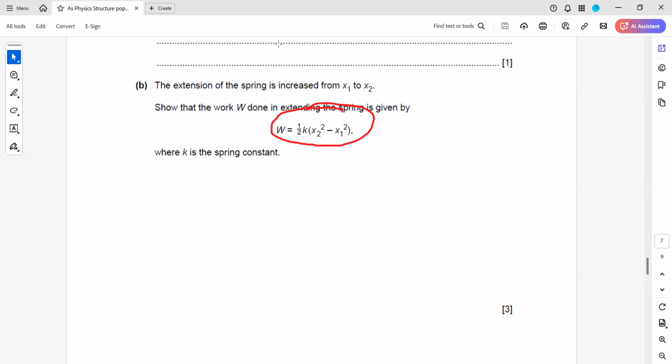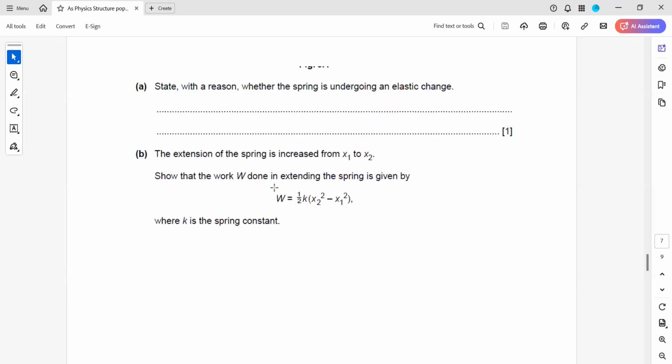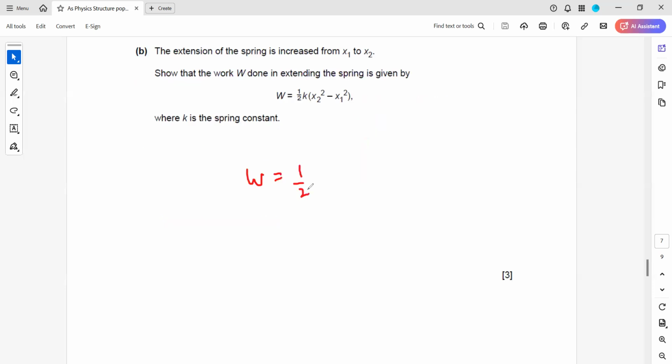So you just have to substitute the values for the extension, the value for x1 and x2. Or without using this formula, you can also use your understanding that the work done is equal to half k (x2 square minus x1 square). That is the total work which is done, given by this formula. And this work which is done will be converted into the kinetic energy. Work done will be equal to KE.